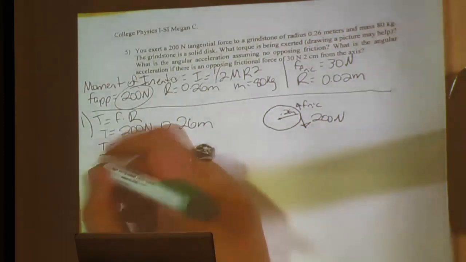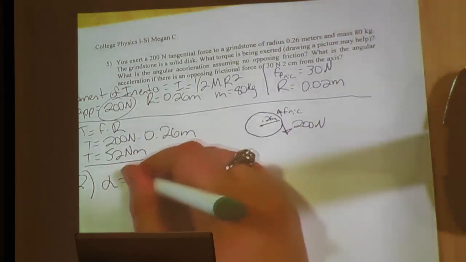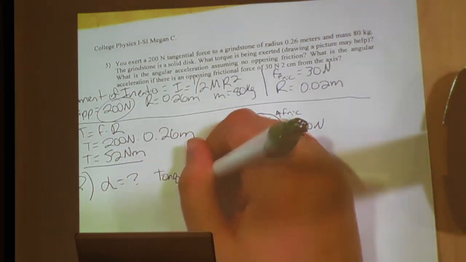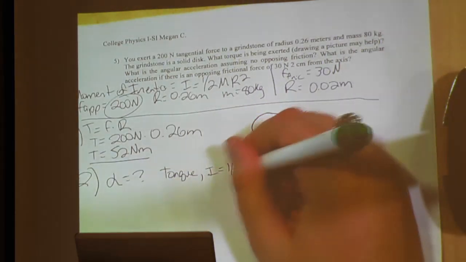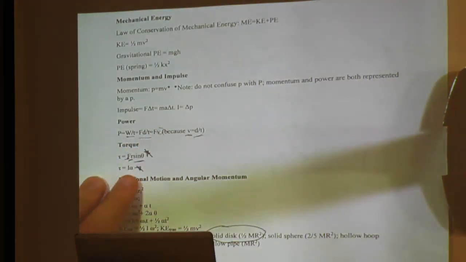All right. So next question is a little bit more involved. Not a ton, but a little bit more involved. So the question is, what is the angular acceleration assuming no opposing friction? So we're solving for angular acceleration. We have torque, and we know the formula for a solid disk when we're trying to find moment of inertia. So if we look at our formula sheet real fast, yeah, right here. So torque is equal to the moment of inertia times the angular acceleration.